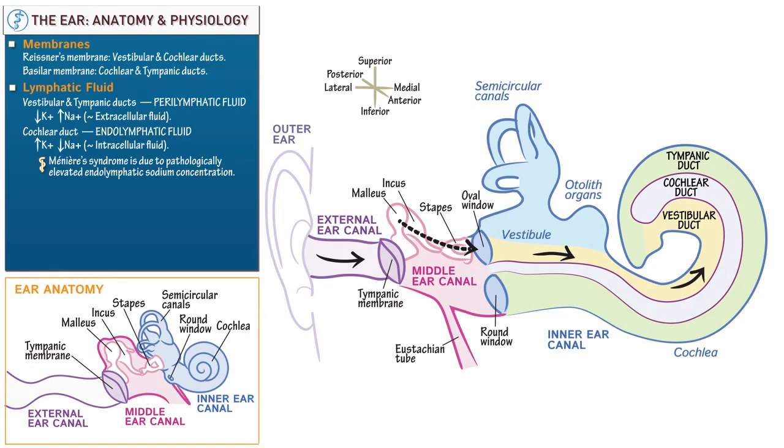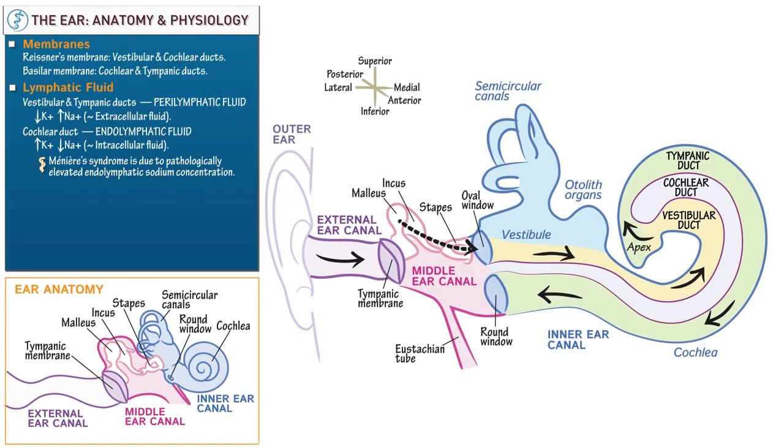Show that the vestibular and tympanic ducts connect at the apex of the cochlea. This is also referred to as the helicotrema, and the sound wave passes across the apex into the tympanic duct, through the tympanic duct, and then pushes the round window into the air-filled middle ear canal.